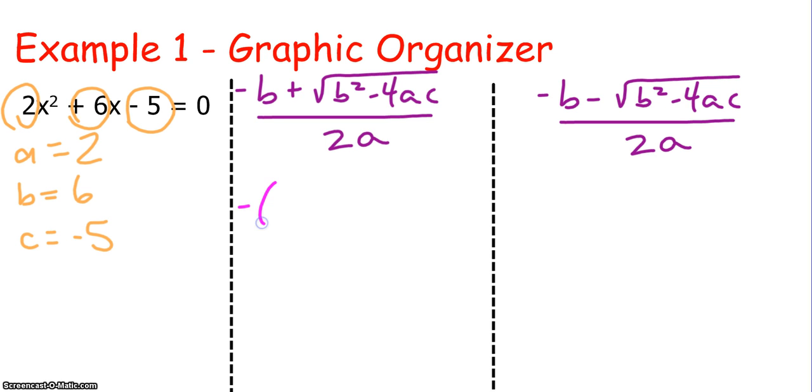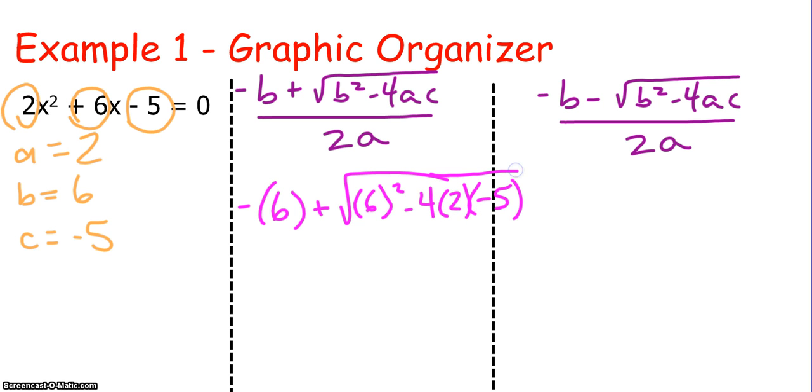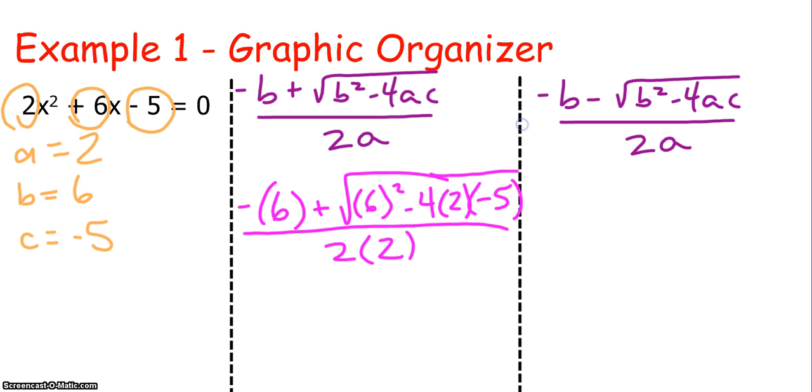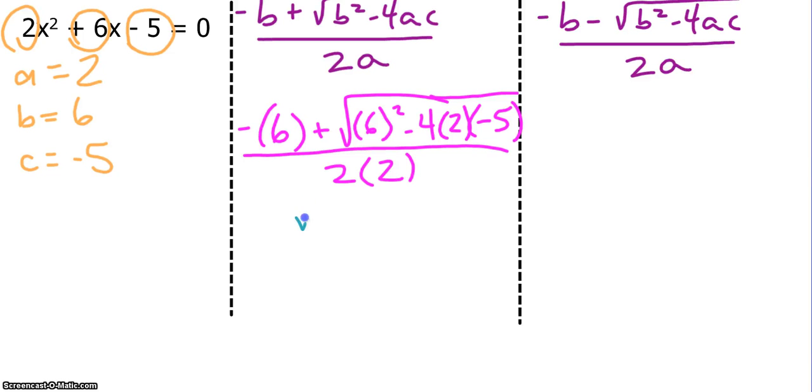So I have a negative, and then b, plus the square root of b squared, except b is 6. So let's put a 6 in there. Minus 4 times a is 2 and c is negative 5. Make sure that square root goes all the way across, and then all divided by 2 times a, and a is 2. So what we're going to do now is type that into our calculator exactly the way you see it. I would start off by doing the fraction button first, type everything on the top, and then go down and type 2 times 2 on the bottom. Now what you're actually going to see in your calculator is going to look like this.